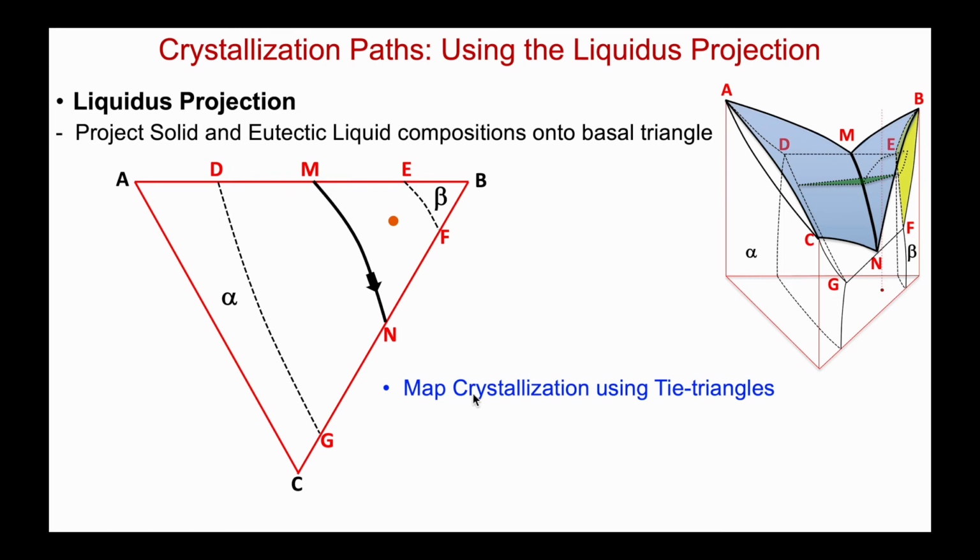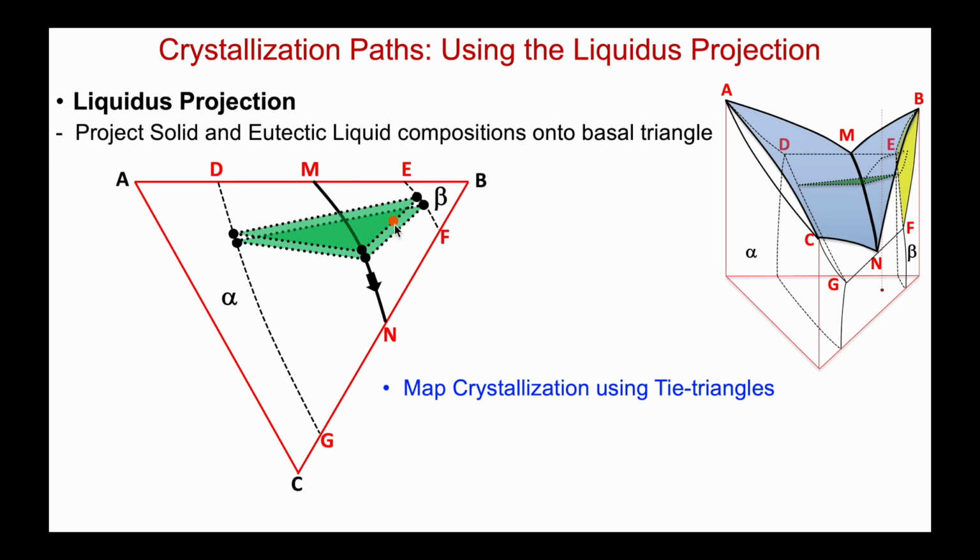Let's map the crystallization using the tie triangles. Initially, I form beta, and when L reaches Mn, the composition lies along that beta liquid side of our tie triangle, along that tie line. Now we keep cooling, the tie triangle is going to move down in this direction. There it is, we've moved it down a little bit. Composition now lies within the tie triangle.